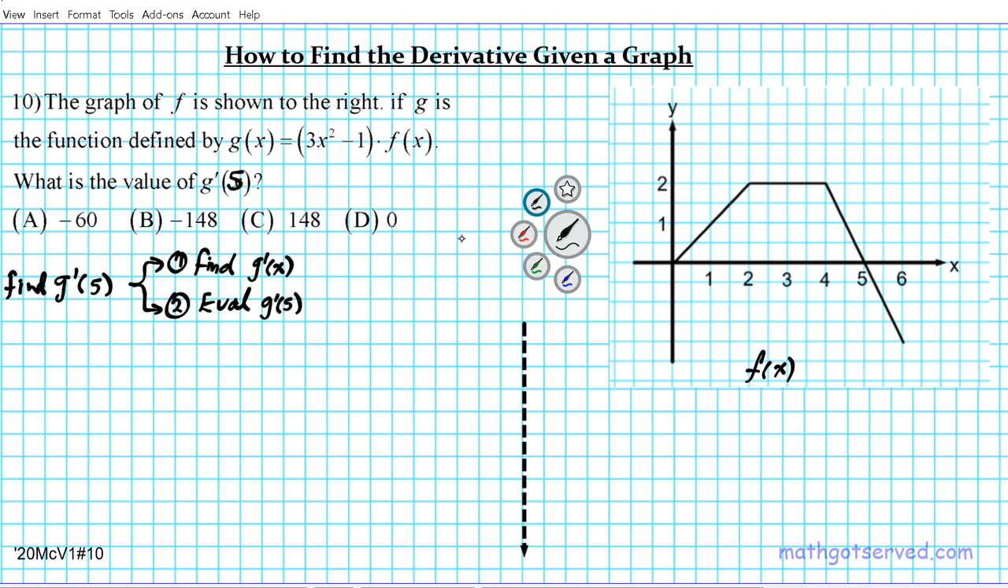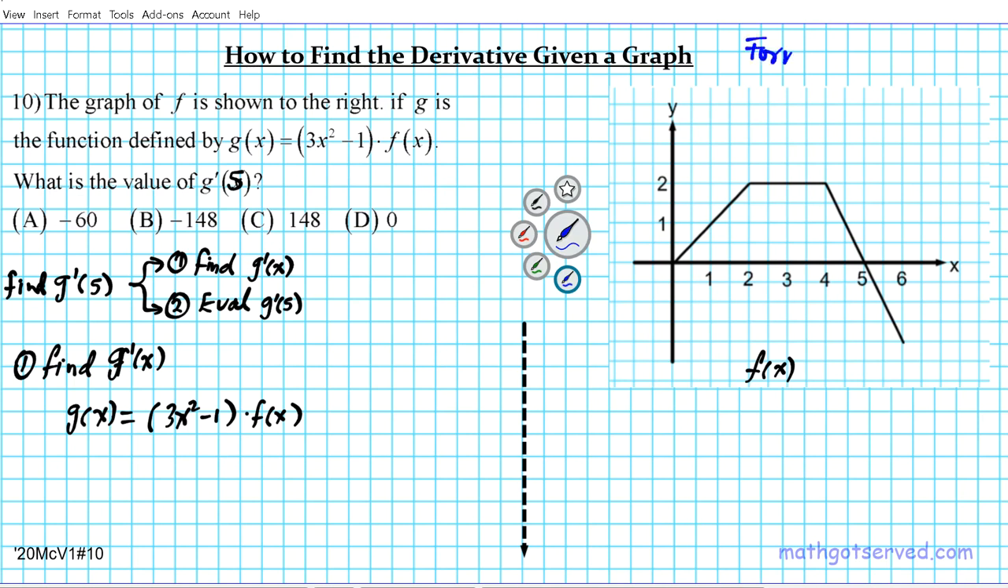For part 1, we're going to try and find the derivative of the function, g prime of x. So g of x is given by the quantity 3x squared minus 1 times f of x. How do you differentiate a scenario like this? Notice you have a product, so that should tell you what formula we're going to use. We're going to be using the product rule.